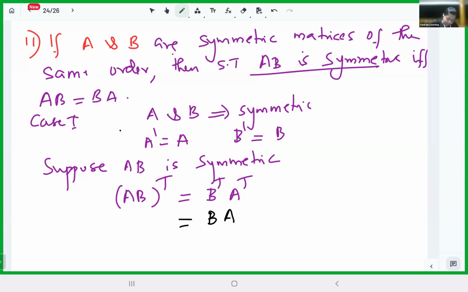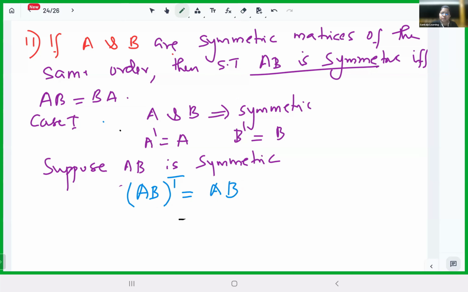And what is this? AB the whole transpose. Just a minute, I have made a mistake. AB is symmetric means AB the whole transpose is equal to AB. I forgot to write this condition. And now the same previous steps, right? So AB the whole transpose can be written as B transpose A transpose. That is equal to AB. Okay, so B transpose is equal to B and A transpose is equal to A. So that is equal to AB.